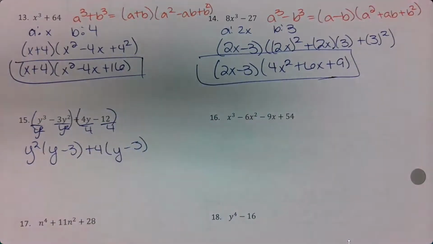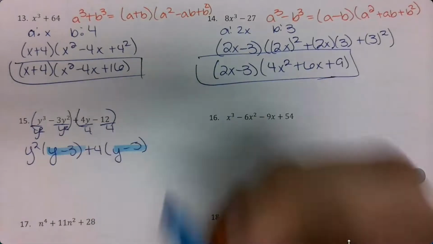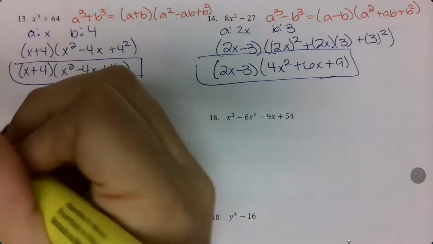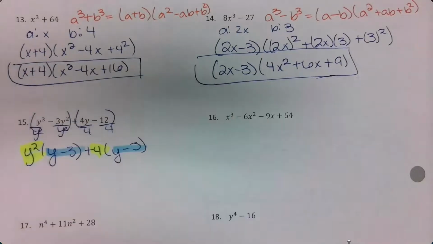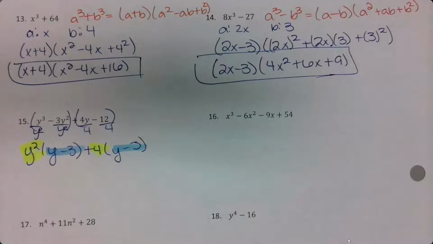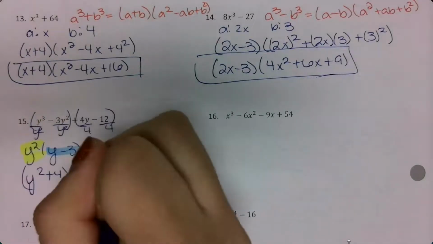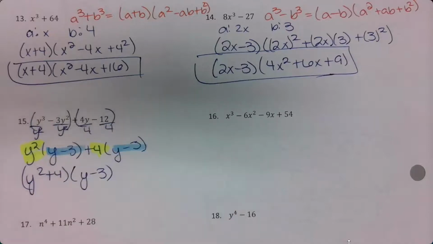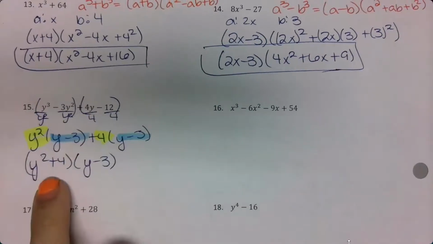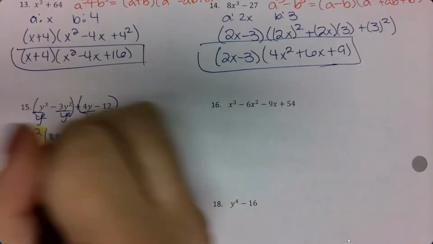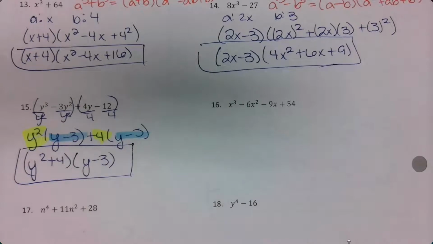Then notice the inside part is the same, and I have some numbers on the outside. So I'm going to do the opposite of the distribution property to put those together. So this is going to give me y squared plus 4 on the outside, and then y minus 3 for my inside part that was repeated. I want to factor this if I can, but because it's a plus 4, I can't go any further. If it was a minus 4, then it would be a difference of squares.